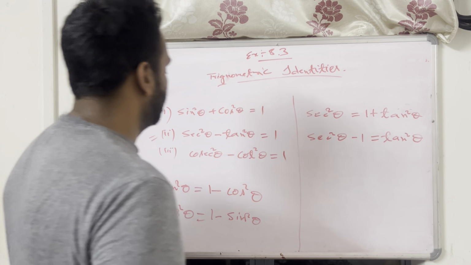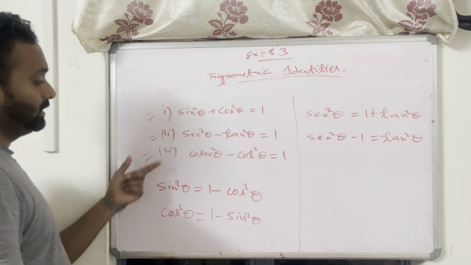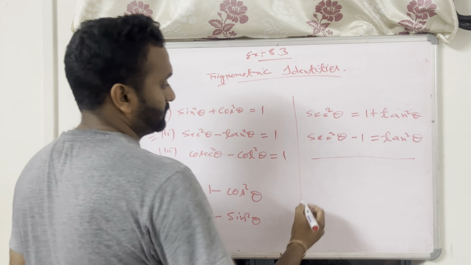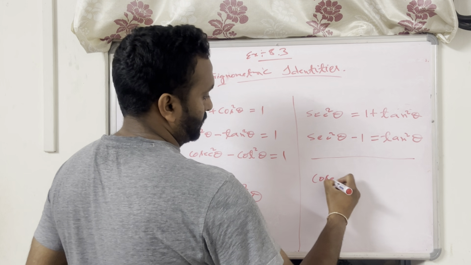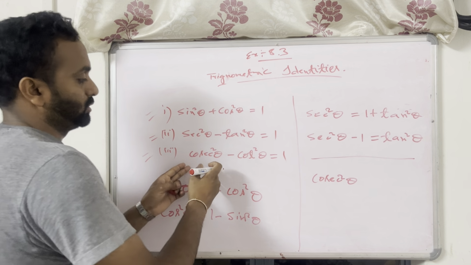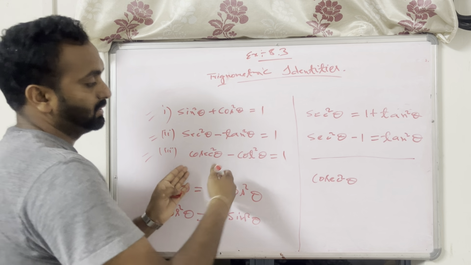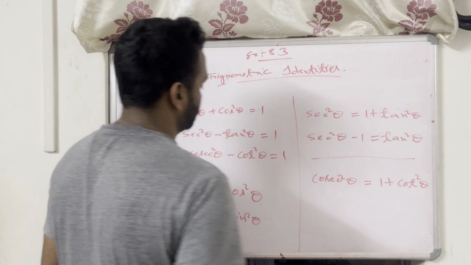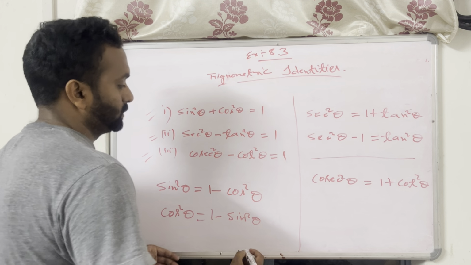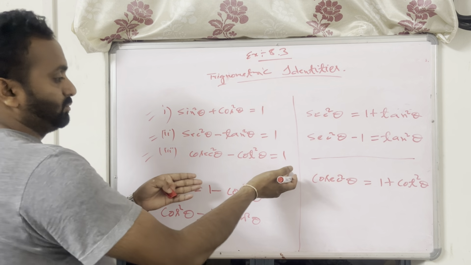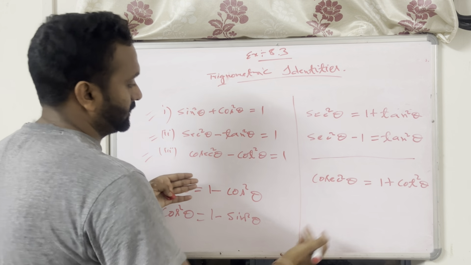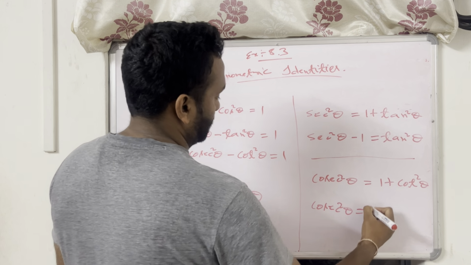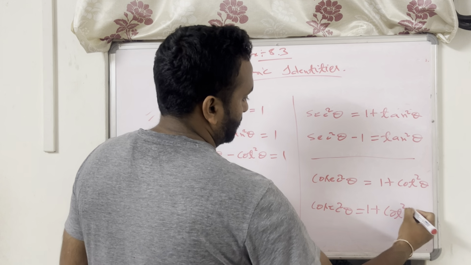Similarly, identity 3 can be written as, if you want to write cosec squared theta, then cosec squared theta can be written as 1 plus cot squared theta. Similarly, if you bring 1 to this side and cot squared goes to that side, cosec squared theta minus 1 will be cot squared theta.